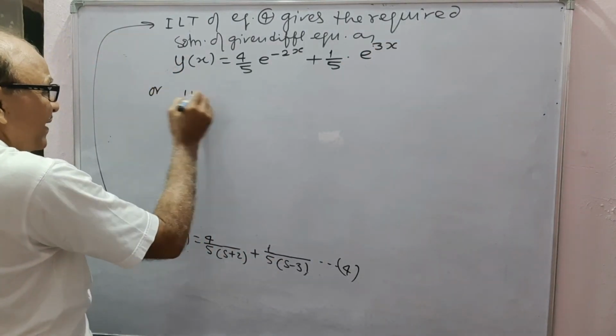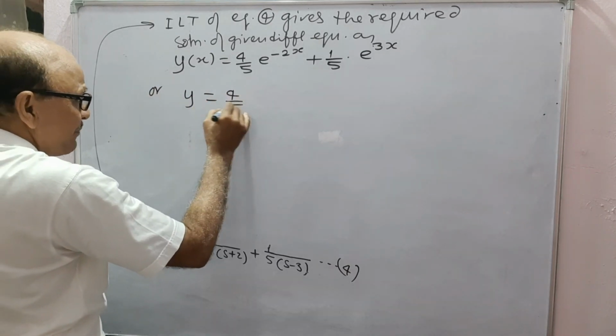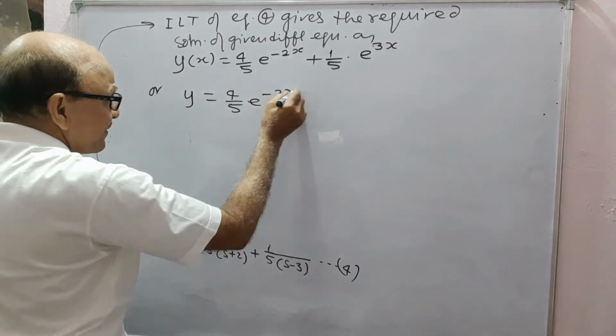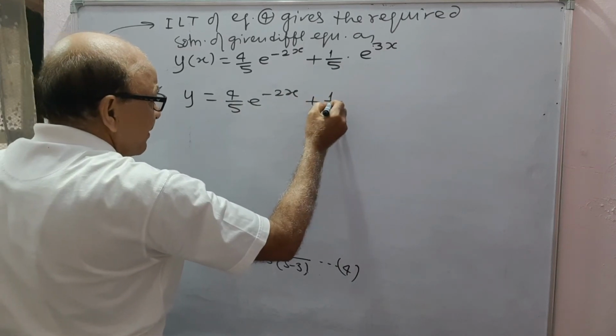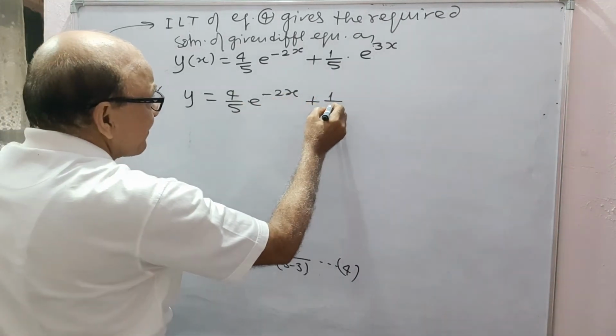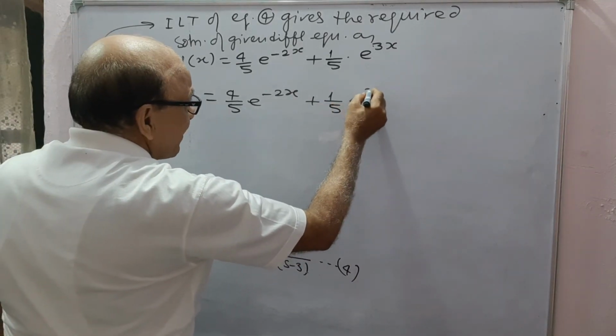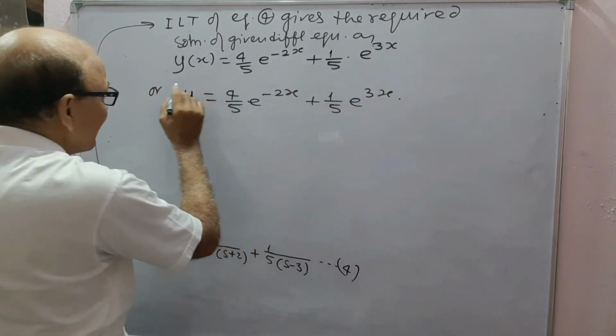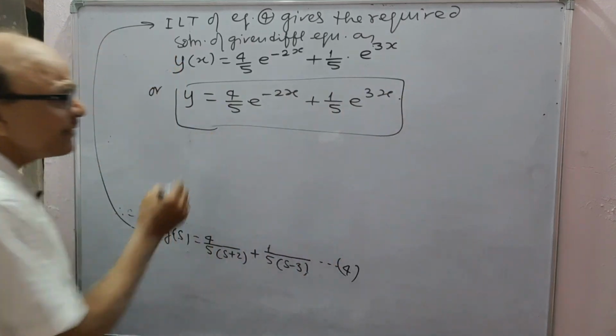Therefore, y will be equal to 4 by 5 e to the power minus 2x plus 1 by 5 e to the power 3x. This will be the required result.